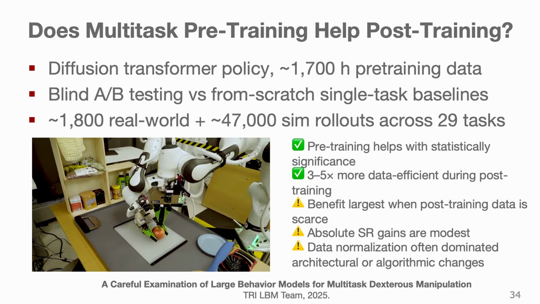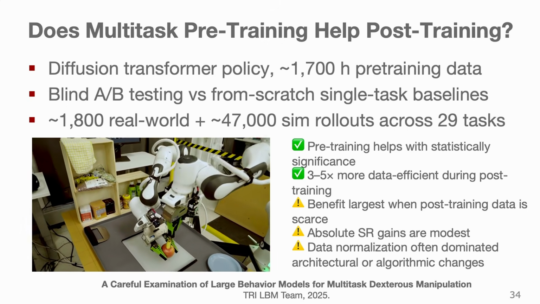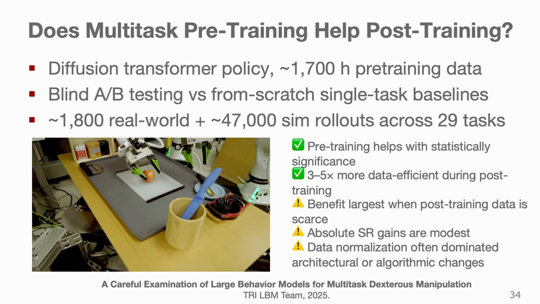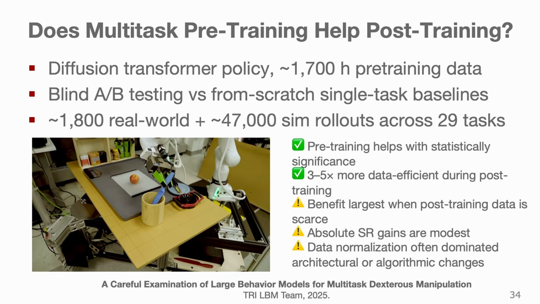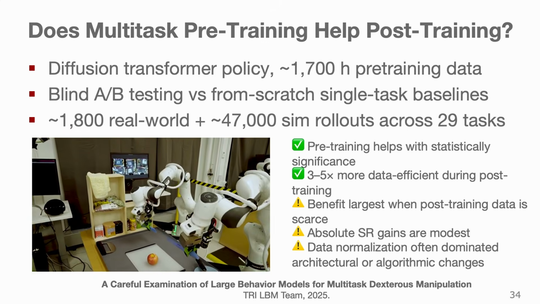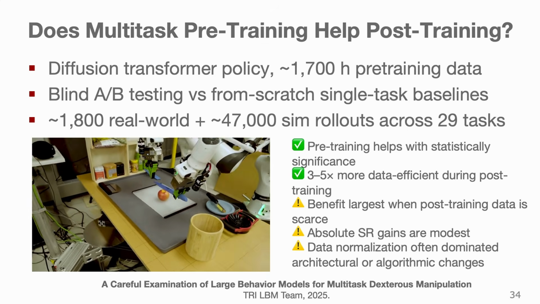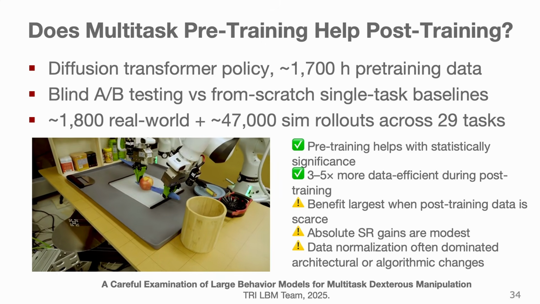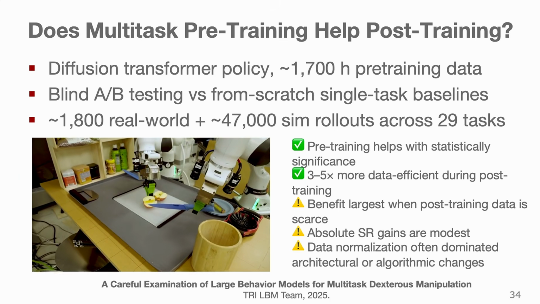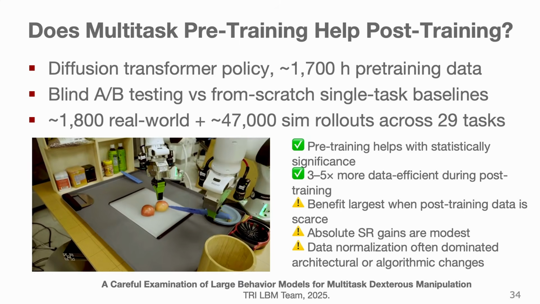But interestingly, I think they also found that things like how you normalize your data often impacted downstream performance much more than architectural or algorithmic changes, which again shows why robot learning is so challenging, because there are so many different knobs that one can tune to improve performance, right? And yeah, sometimes even things as simple as the normalization are really, really important.